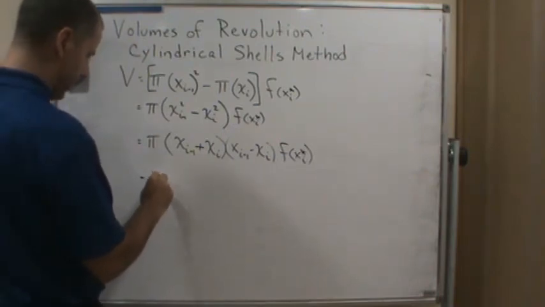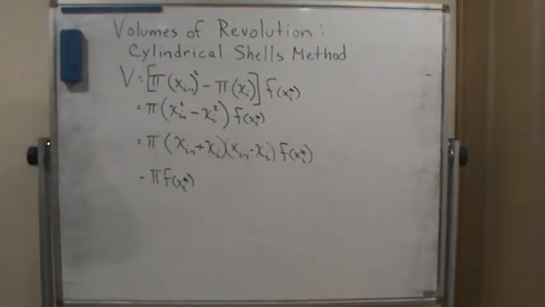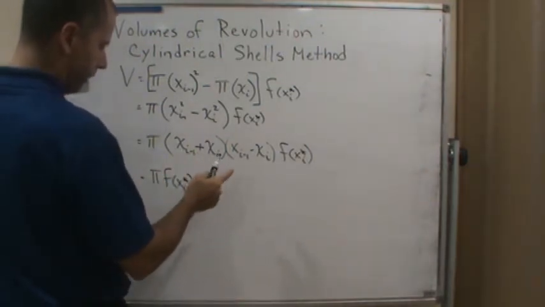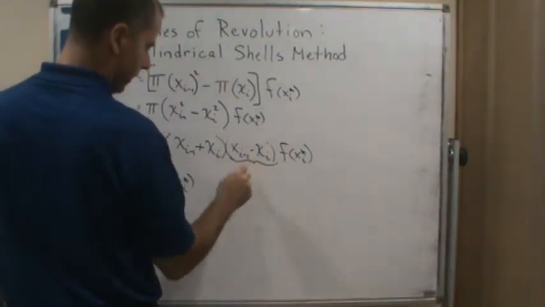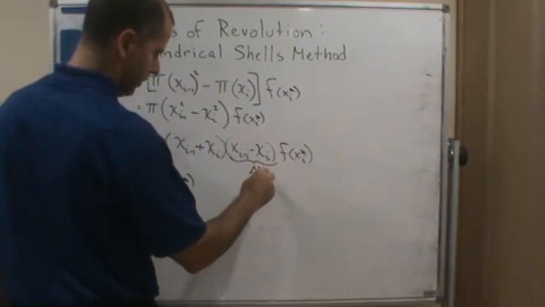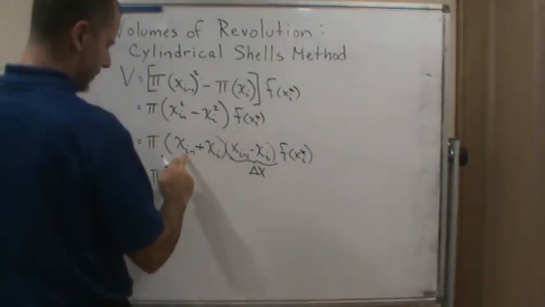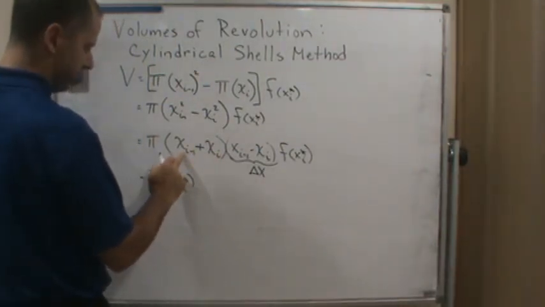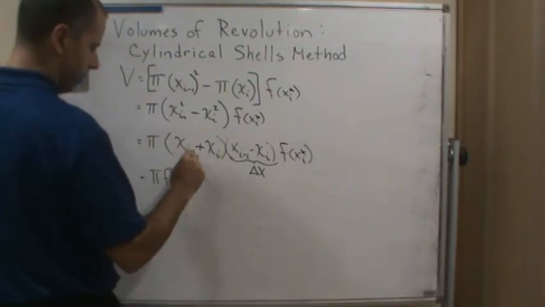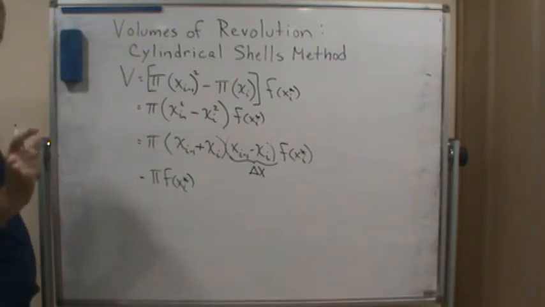Now, I'm going to rearrange and pull this in front. So I'm going to write pi times f of x of i star. Now, this is just what? Look at your picture. This is delta x. And now, I have the two endpoints, right? I'm taking the left endpoint plus the right endpoint. I want to divide by 2, because if I divide this by 2, then I get the midpoint of the interval.